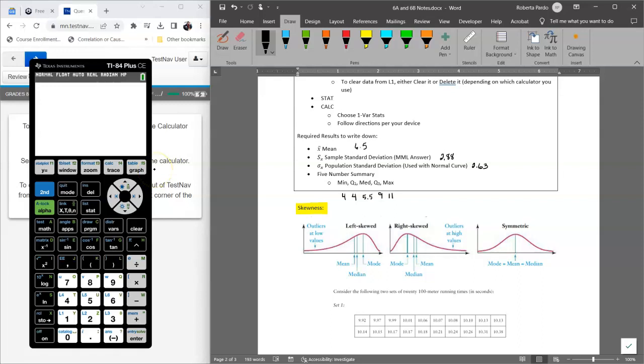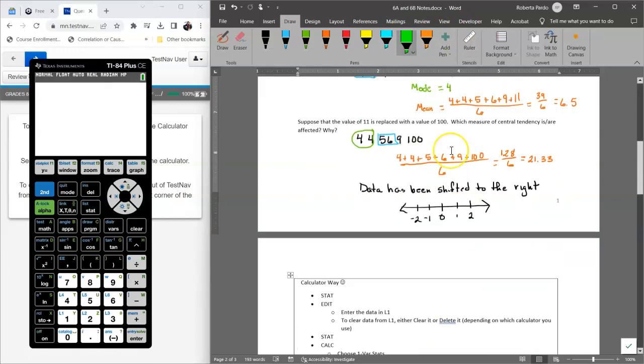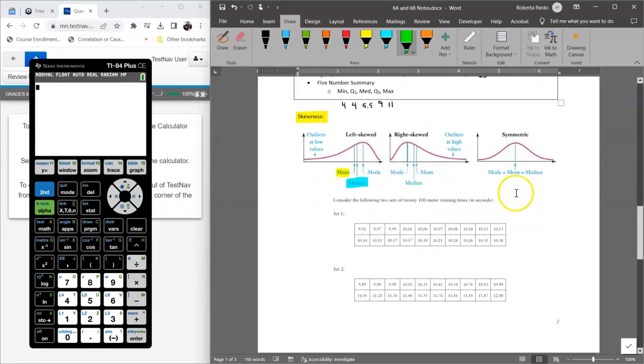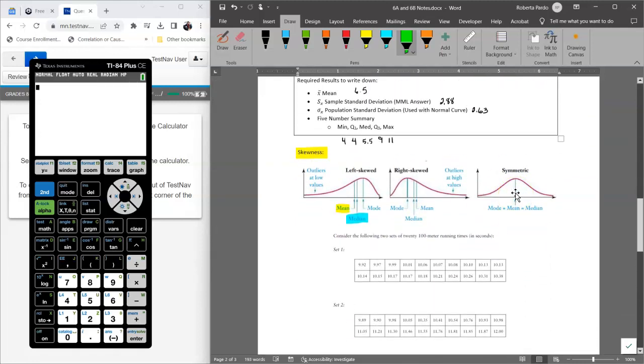And so when we talk about skewness, what's mentioned is the data being pulled in one direction or the other. The way we can look at this is in terms of the mean and the median's relationship to each other, and it deals with those outliers. Remember we said that the mean moved all the way to 21.33. So the data had been shifted to the right because this number 100 is pulling the mean value to the right. So skewness is the direction that the mean is being pulled.